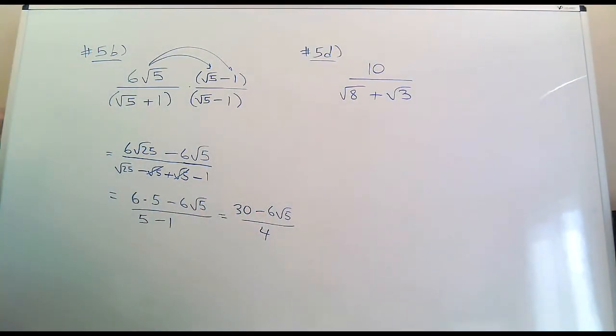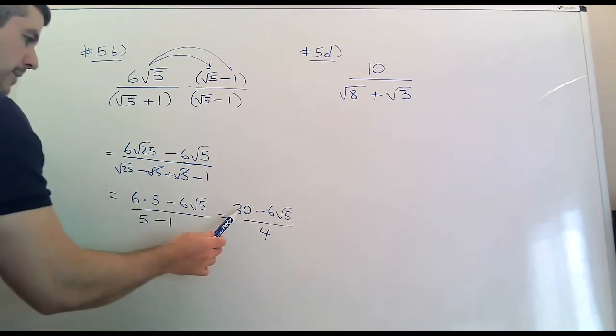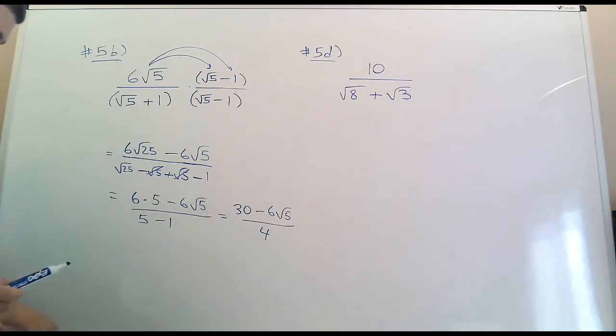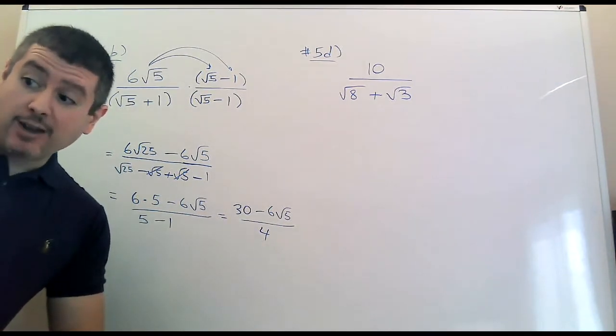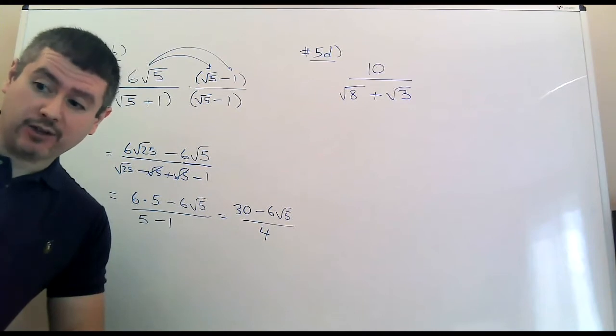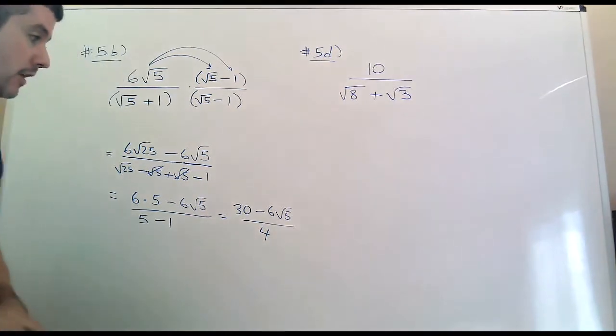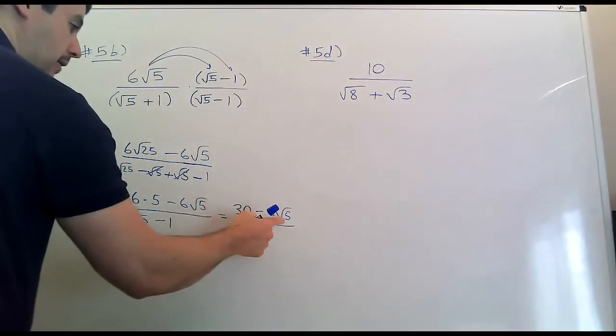Now, there's not a whole lot you could do here. You might be tempted to do 30 take away 6 and get 24. You're like, oh, 24 is divisible by 4. You cannot do 30 take away 6 radical 5. They are different creatures. This does not have a radical 5, so you cannot combine it with that.